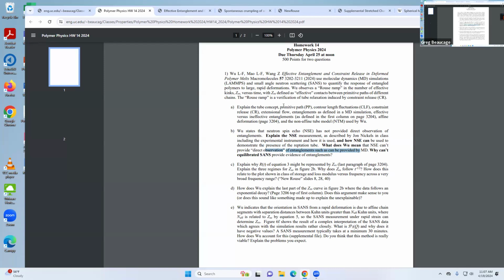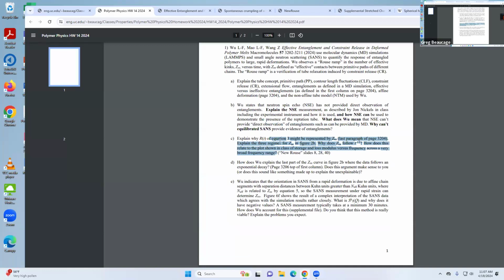You can't say how many entanglements made the tube. You can say how big the tube is, but you can't say how many entanglements made that tube. And as a process of the decay, you can't say how they relax. What is this time-dependent function? Where's the Rouse behavior of it? NSE isn't going to give you exactly the Rouse thing. So I think that's kind of the answer to that. There could be a variety of answers.